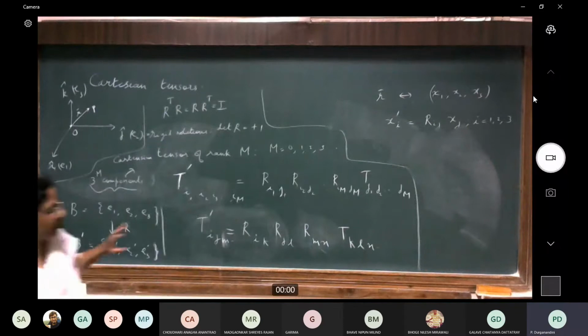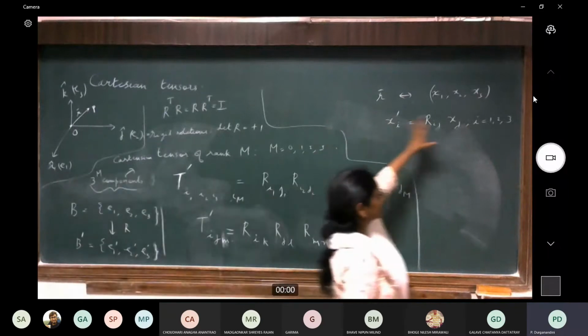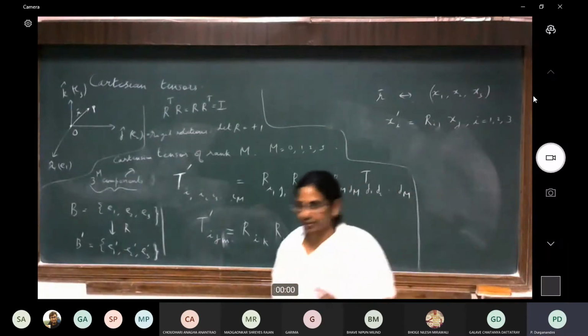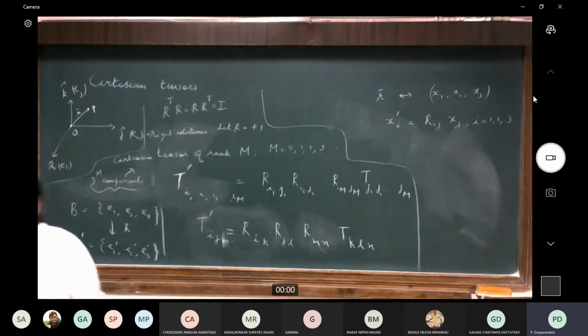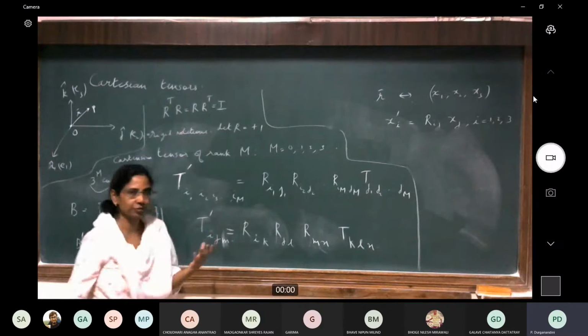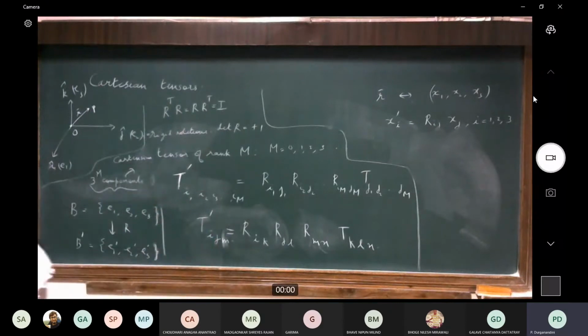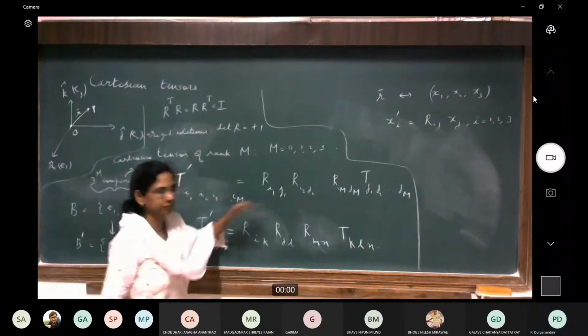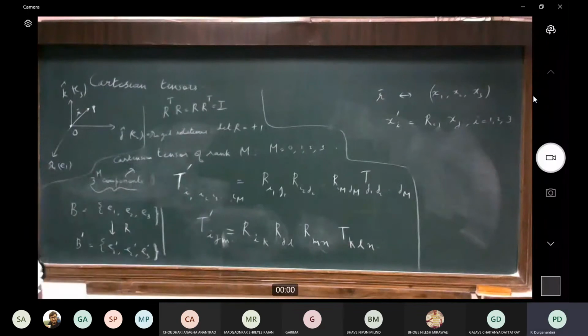So anyway, the point I was trying to make was that it's not that any arbitrary set of three quantities constitute the elements of a vector. And similarly, what you will see later on, I'll give you examples later on, it's not that any arbitrary, for example, 9 elements will constitute the components of a second rank tensor. Only specific values or specific quantities will constitute the components of a tensor. So this definition is quite restrictive. All right. Next one.